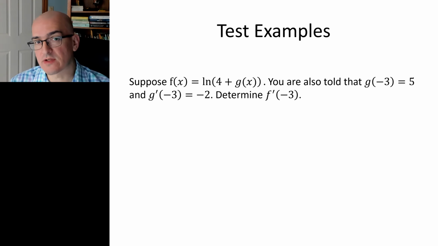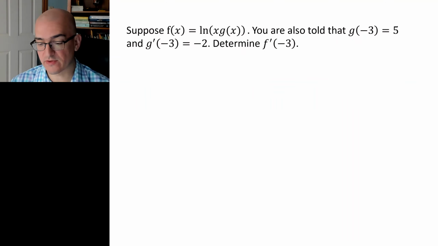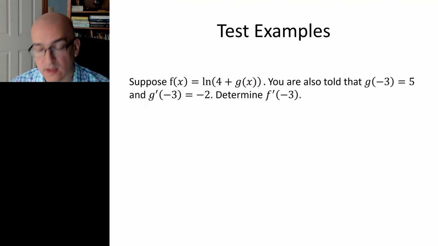Fortunately, the question is not asking for the derivative of that function in general. It's asking for the derivative of that function evaluated. And it's telling us what the g of x part is equal to at -3 and the derivative of g of x is equal to at -3. And that's all we're going to need to find the derivative of the overall function. I'll show you how to do this, and I'll show you how to do a whole bunch more that are similar.